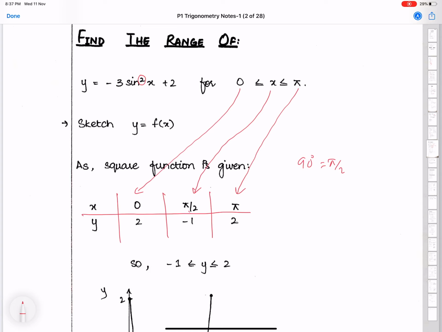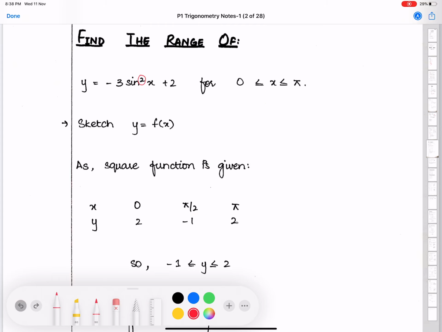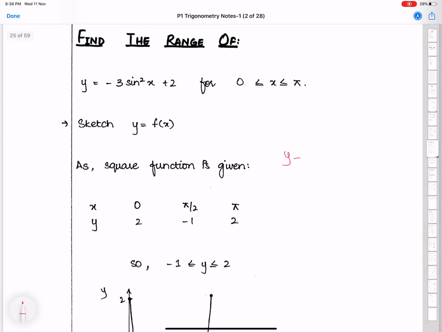So when you put 0 here in this equation, you will get 2. When you put pi by 2 here, you will get minus 1. When you put pi here, you will get 2. So sine varies from minus 1 to 2. And this is the way to substitute the values. Minus 3, write this equation as sine x whole square plus 2. Because sine square x can be written as sine x whole square.